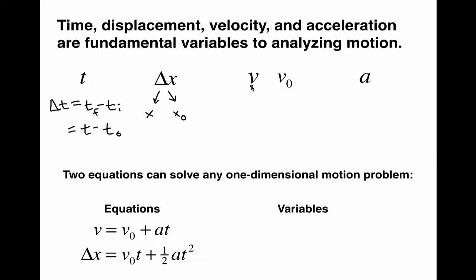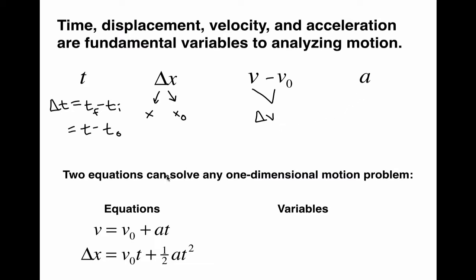For velocity, we like to think in terms of whatever velocity we're interested in. Perhaps it's a final velocity. And then also the initial or original velocity. We can always combine those into our delta v, where delta v is v minus v naught. And then we have acceleration.